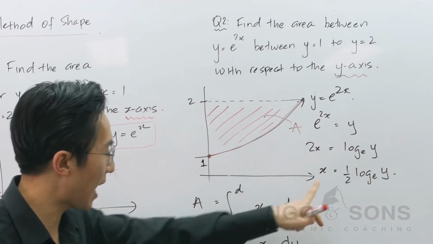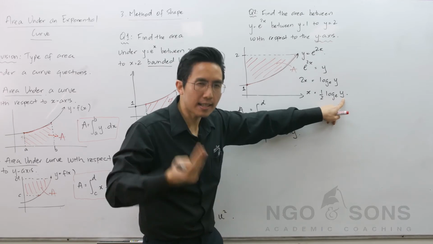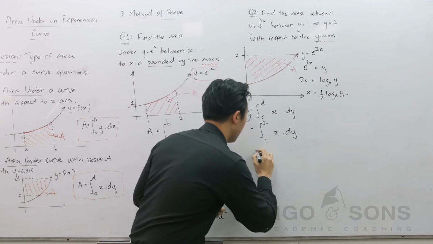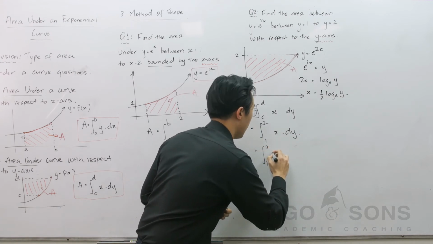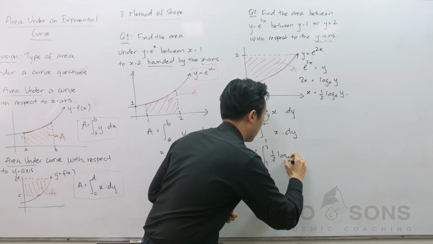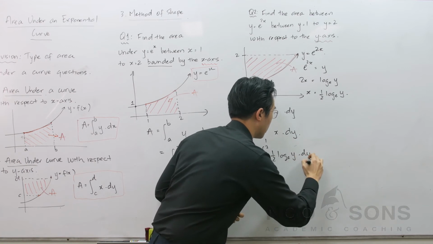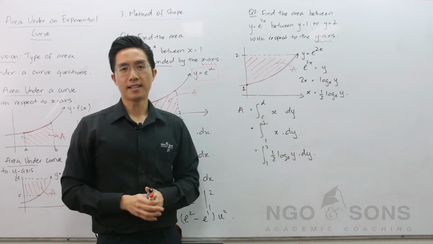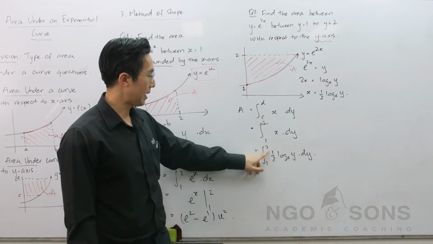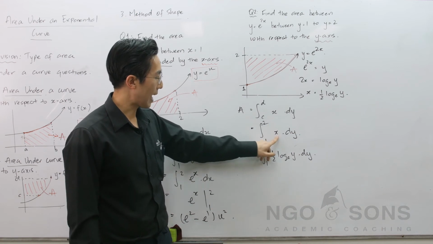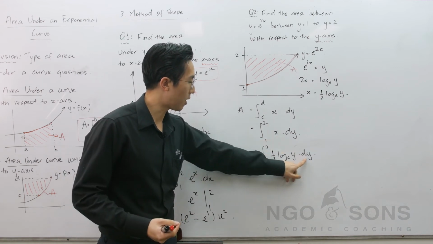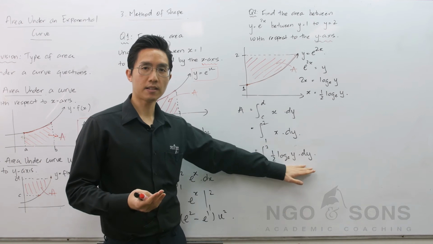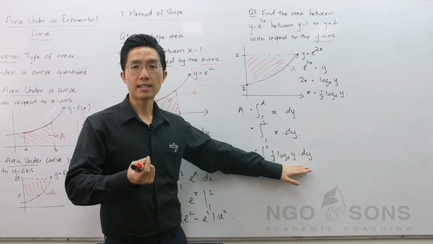Okay, so now that you have x in terms of y, let's sub it in. We get the integral from 1 to 2 of half log e y dy. Okay, guys, so we have subbed in c and d. We have replaced x in terms of y. It's in dy. We are loving the look of this integral, so let's integrate it.